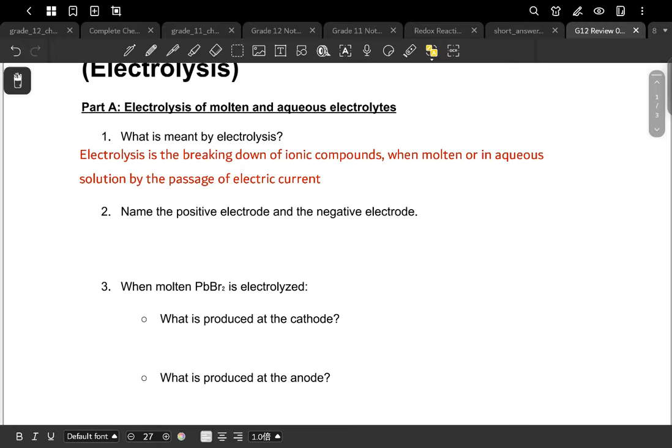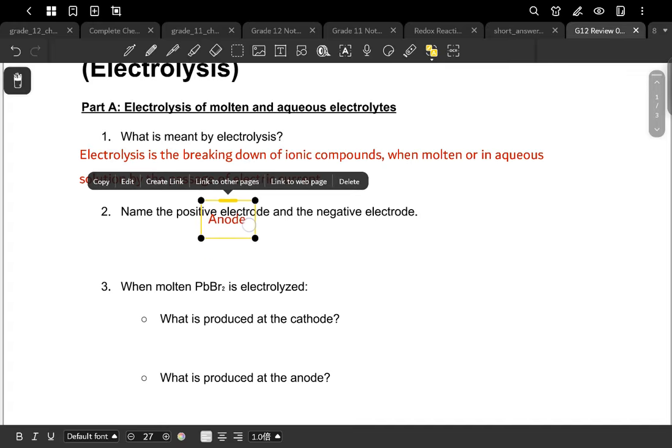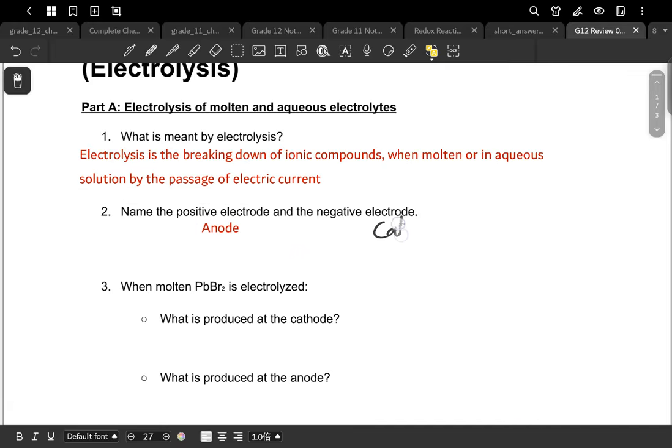Then the second question: name the positive electrode and the negative electrode. The positive electrode is called anode, and the negative electrode is called cathode.